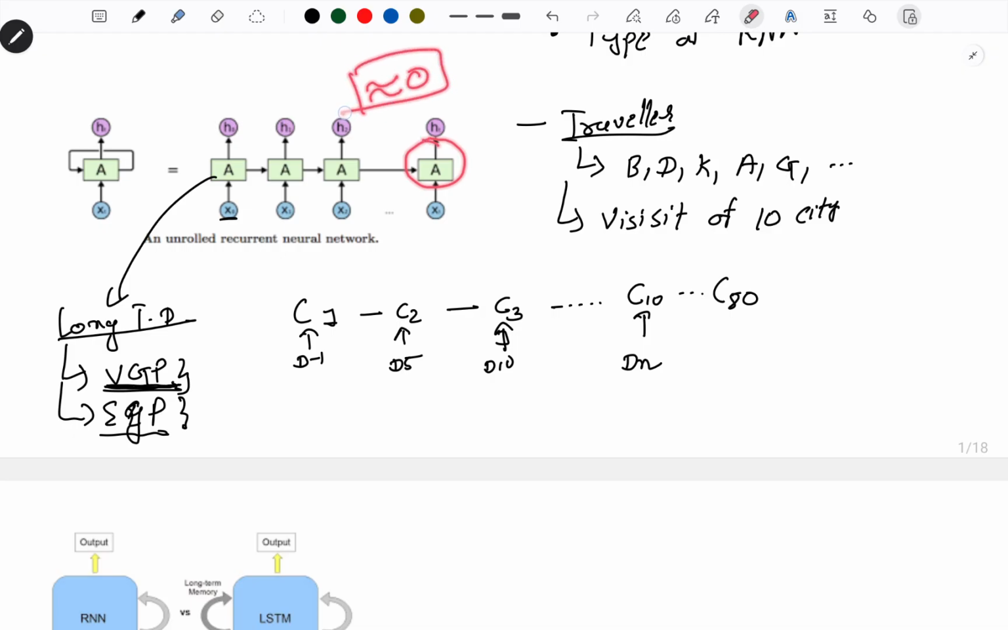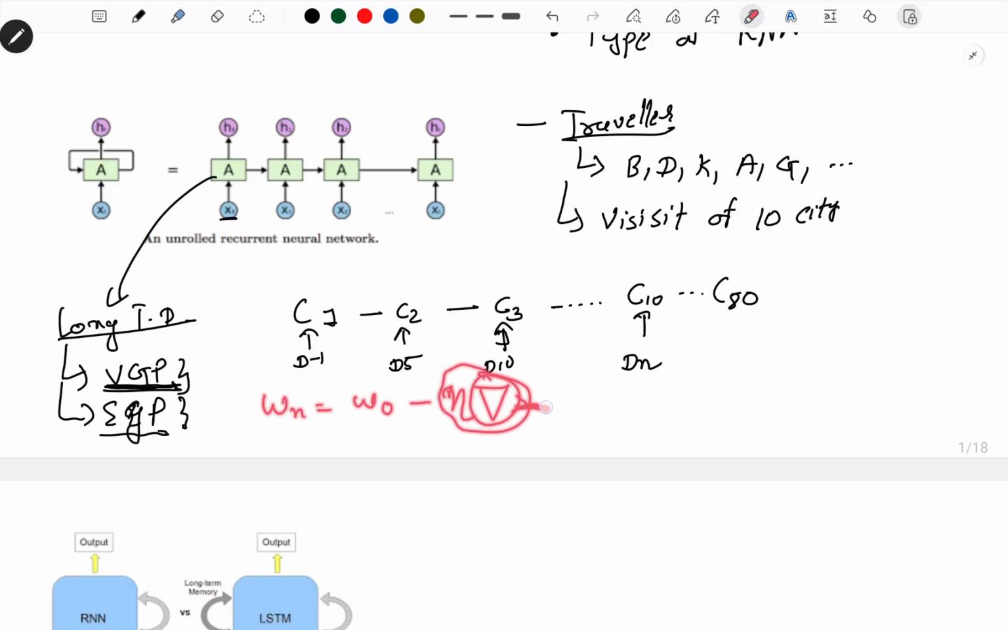Your gradient becomes near zero, and because of this your weight updates do not happen, because your new weight is equal to old weight minus learning rate times gradient value. If your gradient value is zero, or not exactly zero but near to zero, then this particular term also becomes near to zero. And if you subtract something very close to zero, that doesn't impact your new weights, which means W new and W old have become almost similar. This is the vanishing gradient problem.